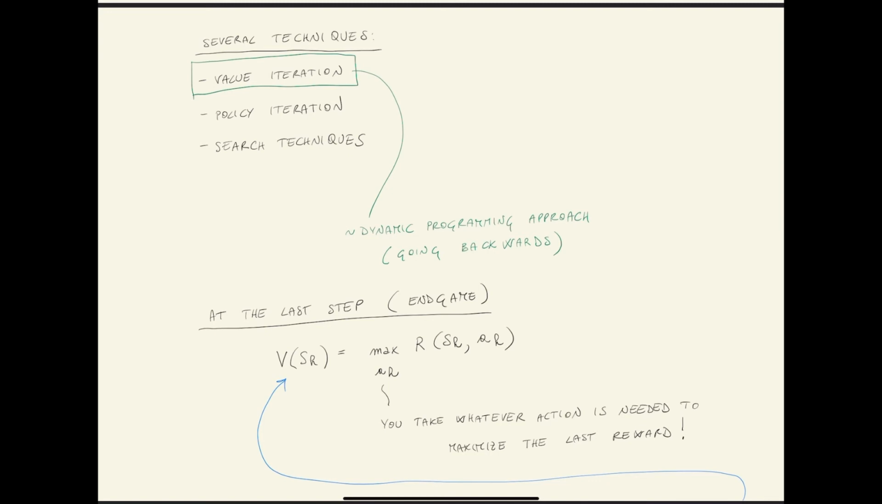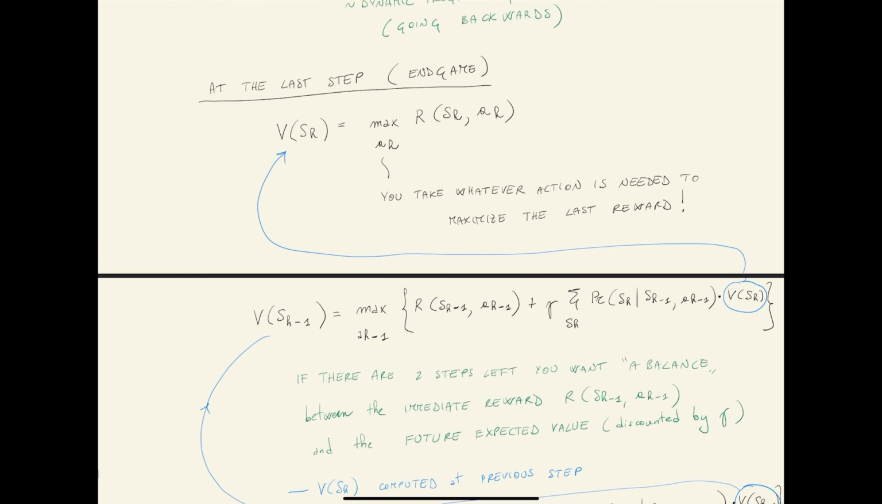You maximize the action because it's the last thing that you can do. So you want to maximize the action and maximize the reward that you get at the very last time step. That's very simple. Okay, then let's go two time steps back. So what would be the value for S, so the state at h-1, so not at the horizon, one step before? Well, you have two components now.